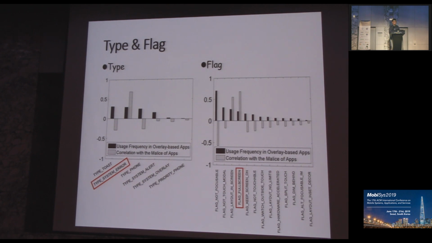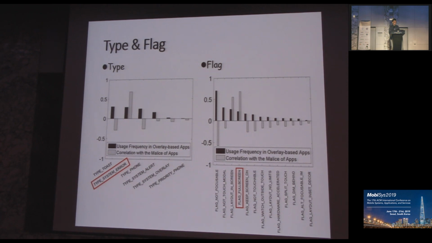Based on the experiment, I would like to introduce some of the interesting study results. We use Pearson correlation coefficients to describe the relationship between malice and the features. Also, we draw some figures to illustrate the relationship between those two.